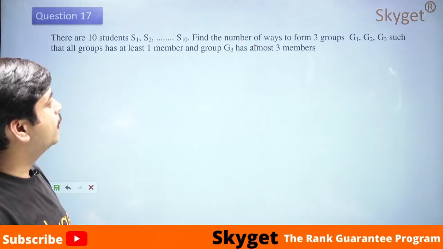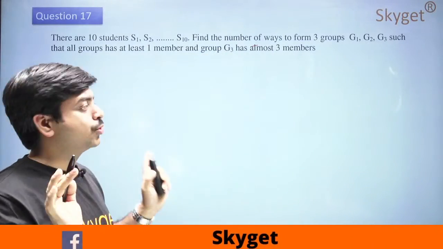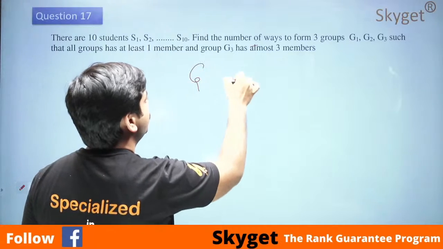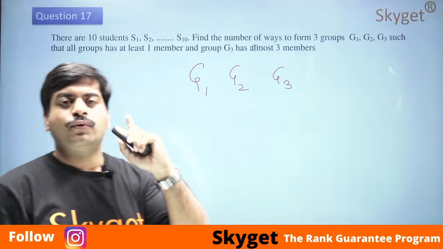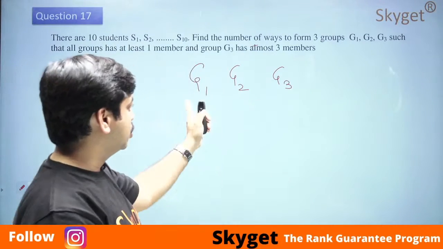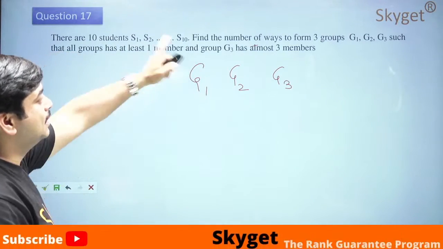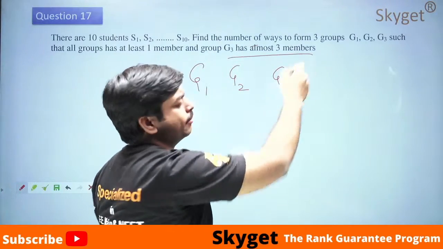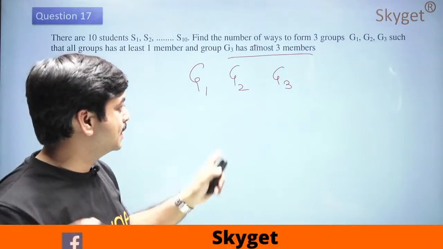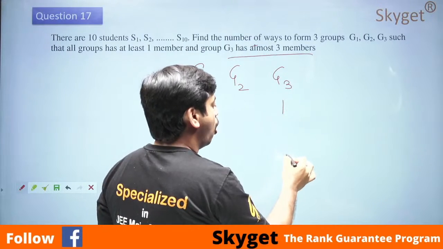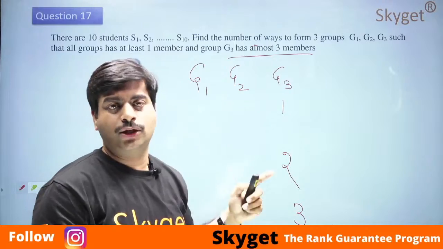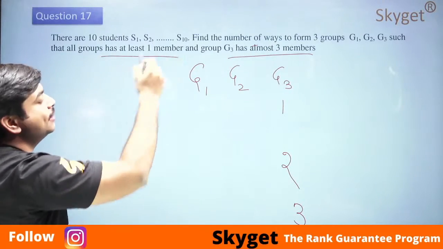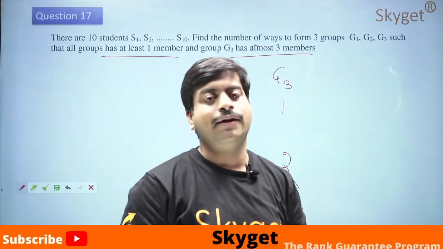Okay, so what is the meaning of that? We have 10 students with us. We need to divide them into 3 groups, G1, G2 and G3, such that at least one should be there in every group, and G3 can have a maximum of 3 members. That means G3 can have 1 or maybe 2 or maybe 3, but not beyond that. And G3 cannot have 0, because it's mentioned that at least 1 member should be there in every group.